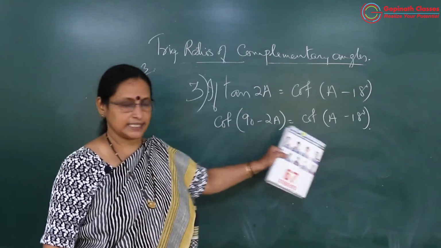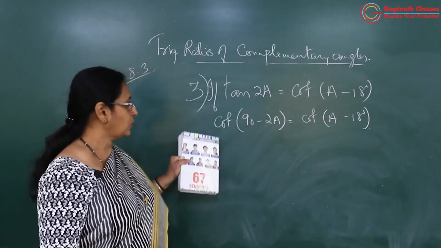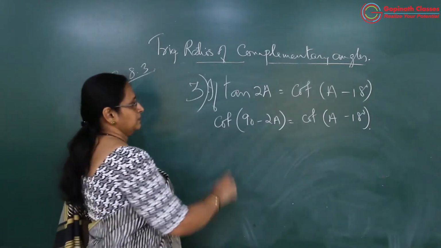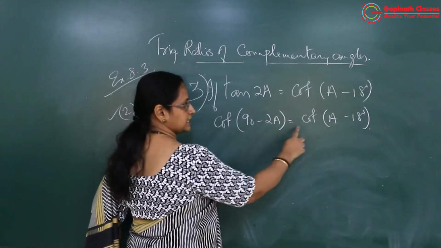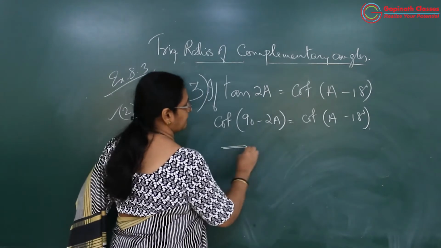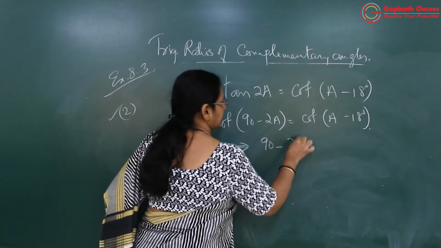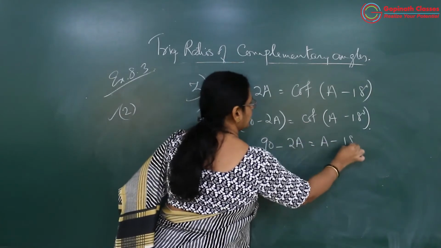I am not changing the right side. Left side tan, I am converting into cot. Tan theta is cot 90 minus theta. Now, you know, cot of an angle is equal to cot of another angle. What does this imply? The angles are equal. That implies 90 minus 2a is equal to a minus 18.